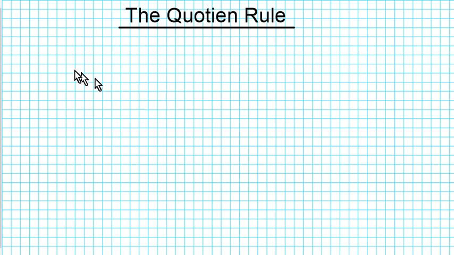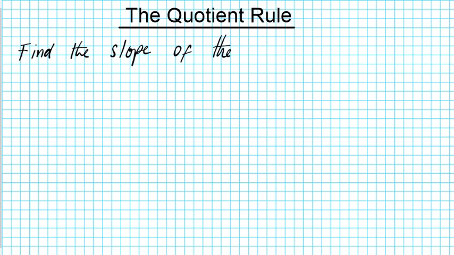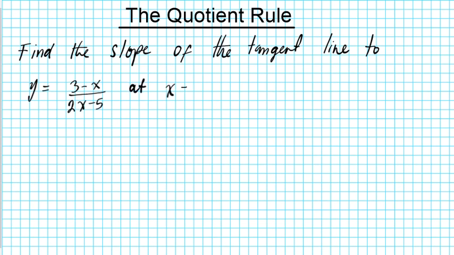Alright, the task is to find the slope of the tangent line to the function y equals 3 minus x divided by 2x minus 5 at x equals 1.